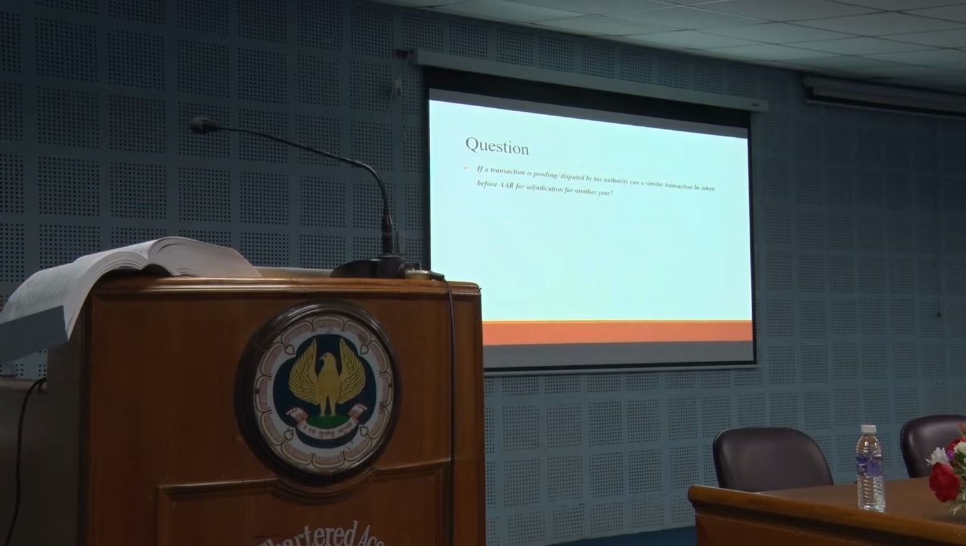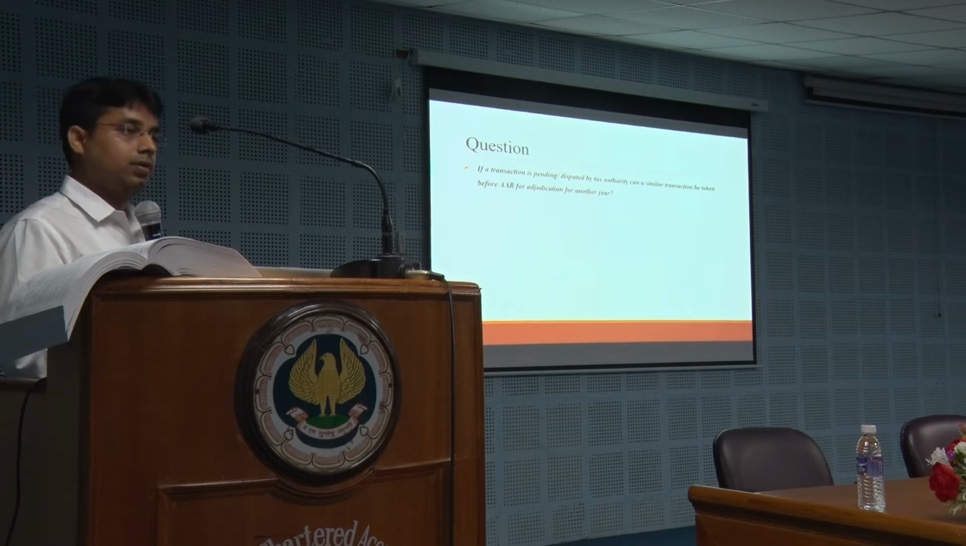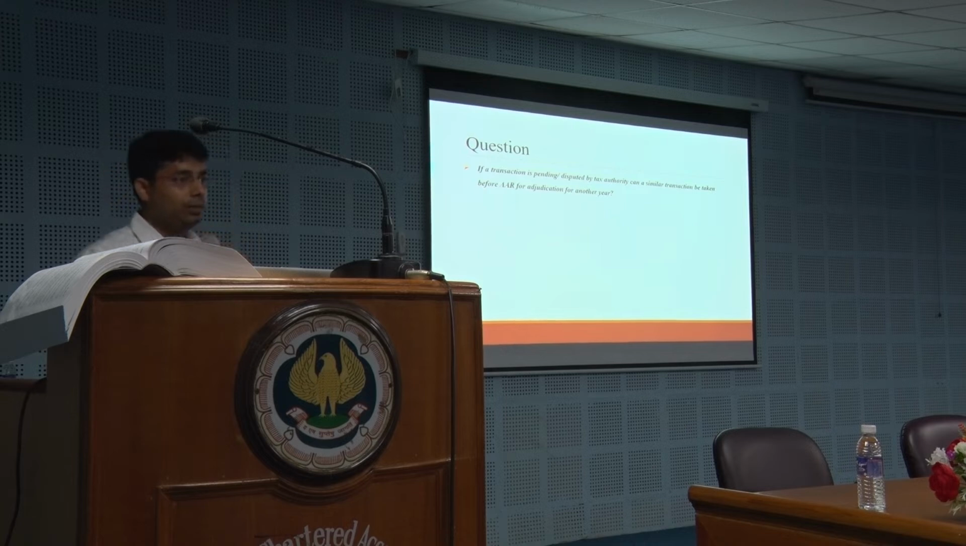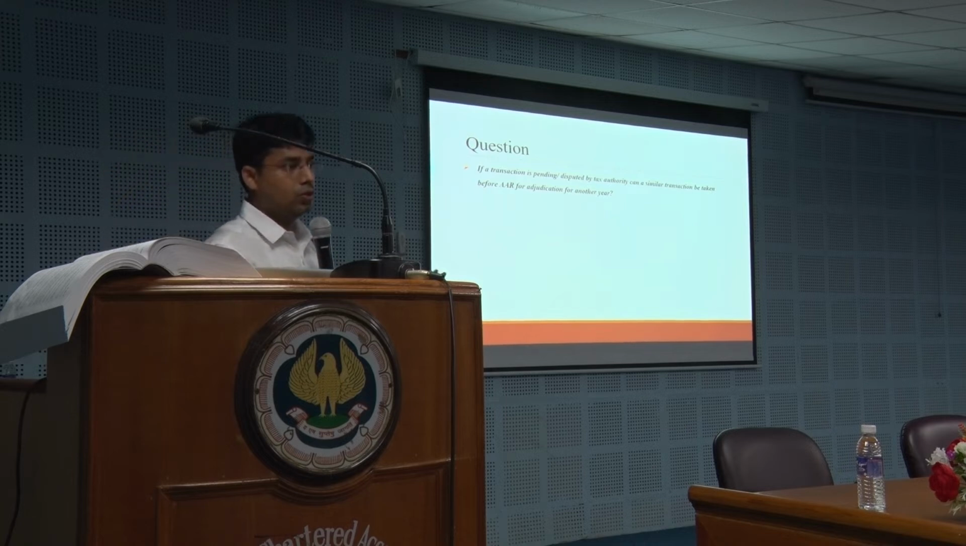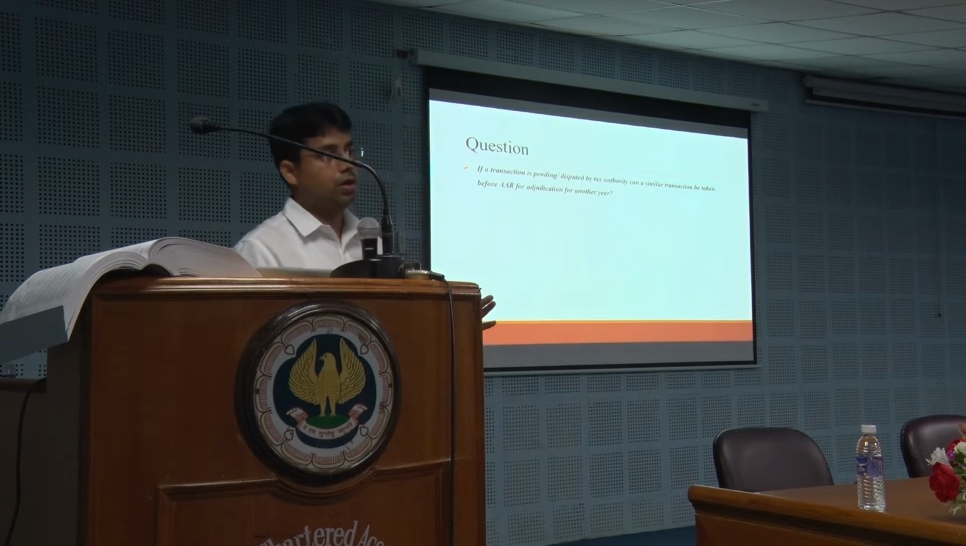If a transaction is pending or disputed by the tax authority, can a similar transaction be taken before AR for adjudication for another year? I'll give you an example. Suppose you did a slump sale transaction in 2005, and the file has been picked up by the AO. He has disputed a tax liability on the transaction and the various intangibles generated from the transaction. He disallowed the depreciation on the intangibles, and that whole story is over, and the matter is right now pending with the ITAT, for example. Now you again undertake a similar transaction in 2017, and you want to get a ruling from AR on a similar transaction of slump sale. Can you do it? Is the question.